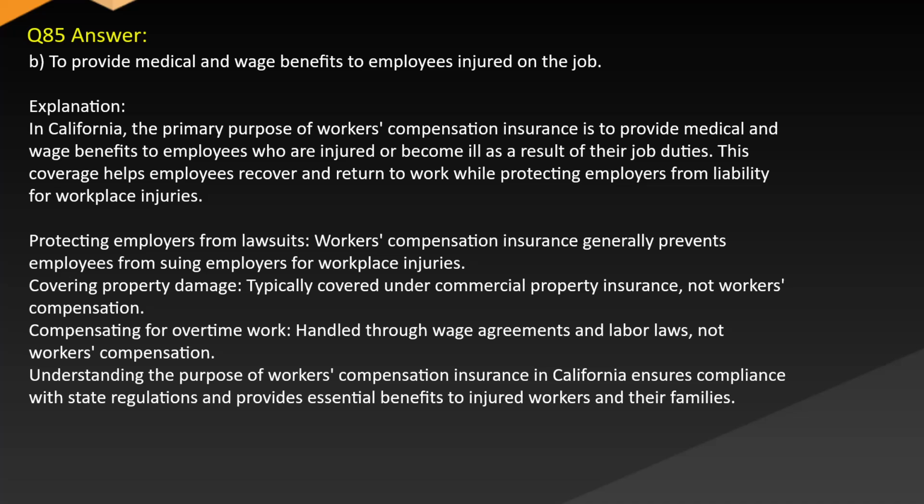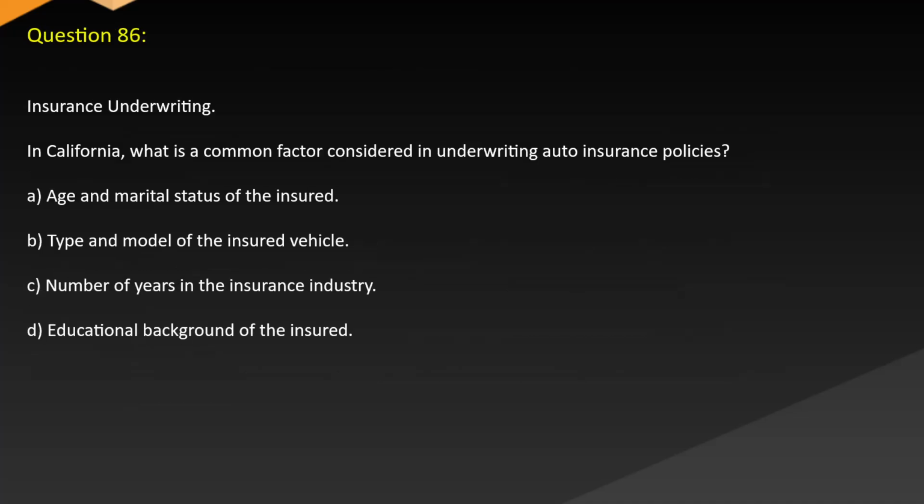Protecting employers from lawsuits: workers' compensation insurance generally prevents employees from suing employers for workplace injuries. Covering property damage: typically covered under commercial property insurance, not workers' compensation. Compensating for overtime work: handled through wage agreements and labor laws, not workers' compensation. Understanding the purpose of workers' compensation insurance in California ensures compliance with state regulations and provides essential benefits to injured workers and their families. Question 86.